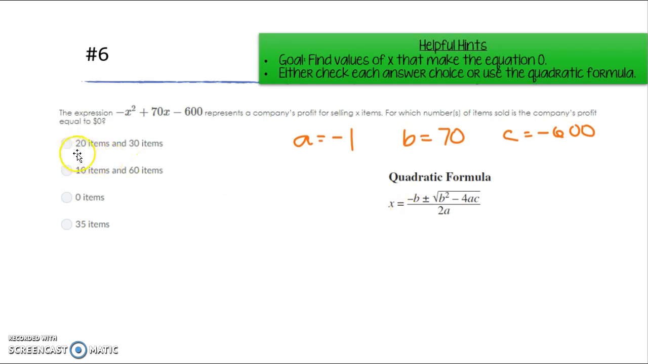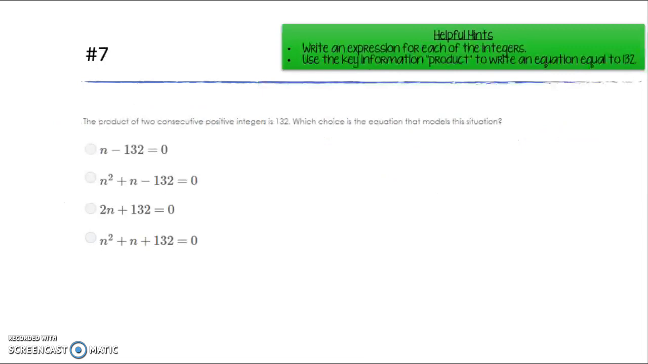Or you can just go in and check each value. So you would have to test 20, 30, 10, 60, 0, and 35 into the equation individually to see which one or which ones give you an answer of 0. Number 7, the product of 2 consecutive positive integers is 132. Which choice is the equation that models this situation?